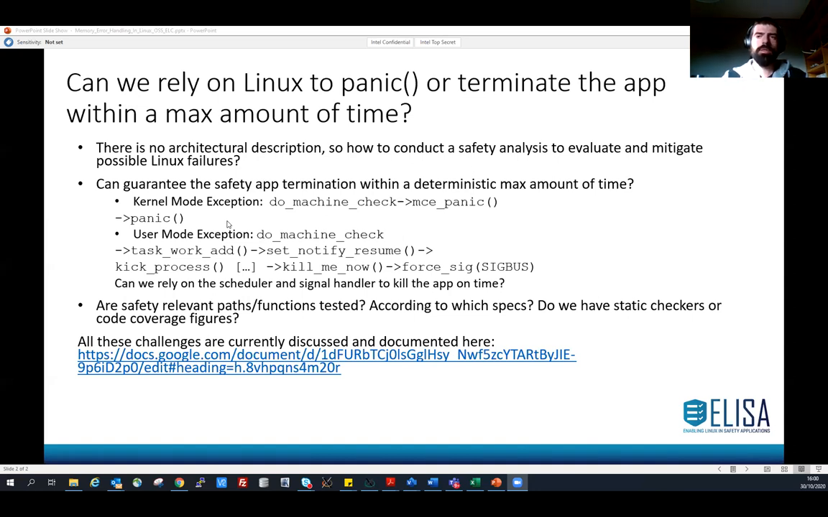And also, in doing this safety scoping of the code, we can also know where we need to focus the effort for static checkers. I'm thinking of the tool working group, for instance, and also with respect to code coverage figures that would result as part of the test campaign that would run.